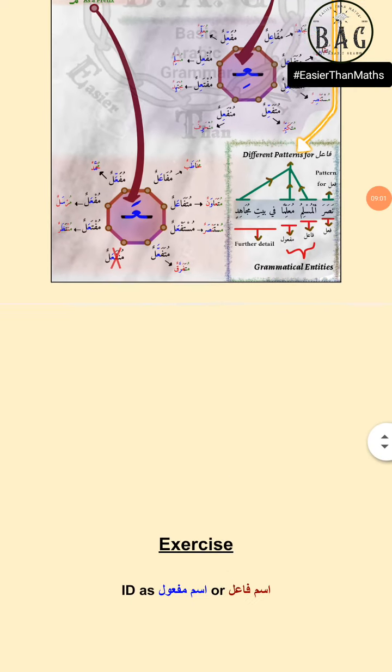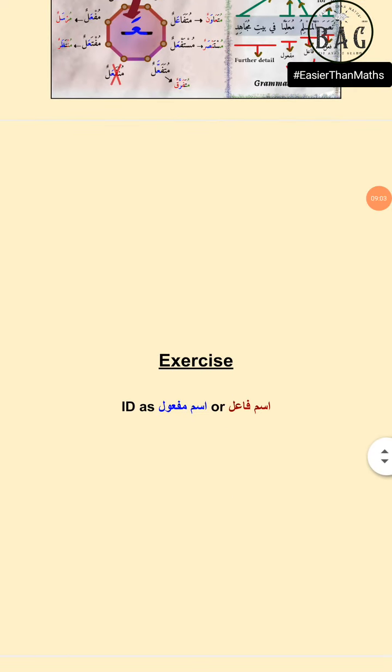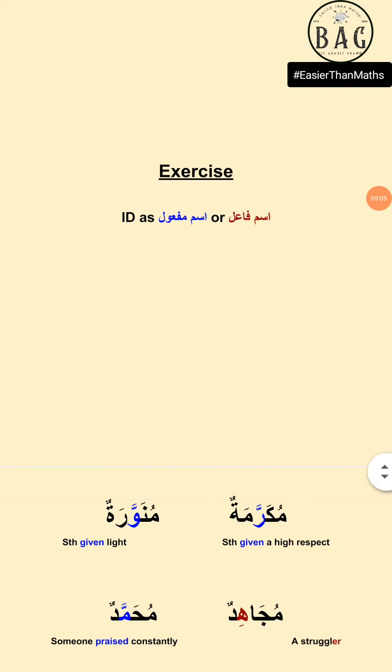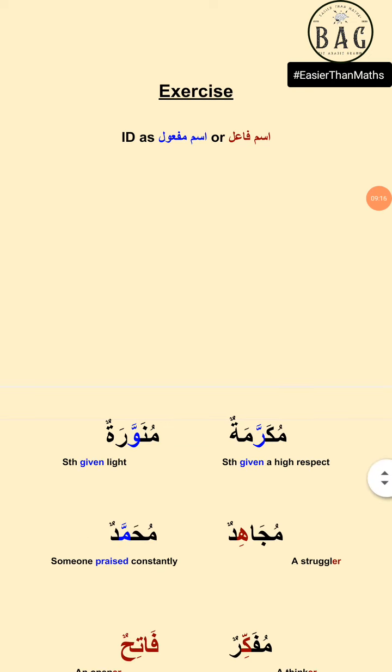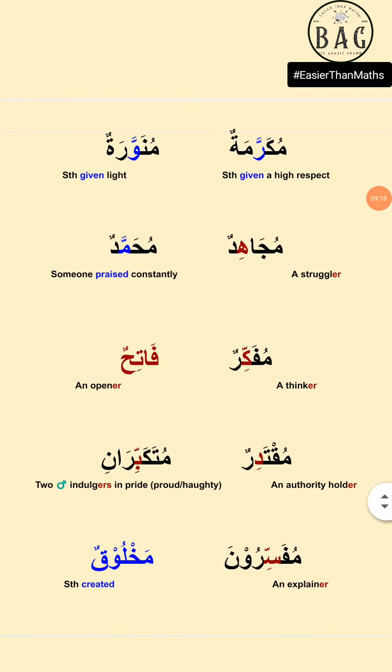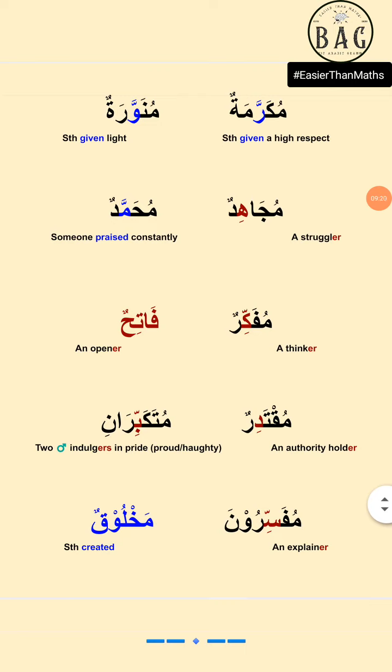I hope that you have found this useful. Now a little exercise for you, and then we'll wrap it up, inshallah. There are a couple of words over here, and I would like you to identify them as either ism maf'ul or ism fa'il. All right, so we have this word, mukarramatun.